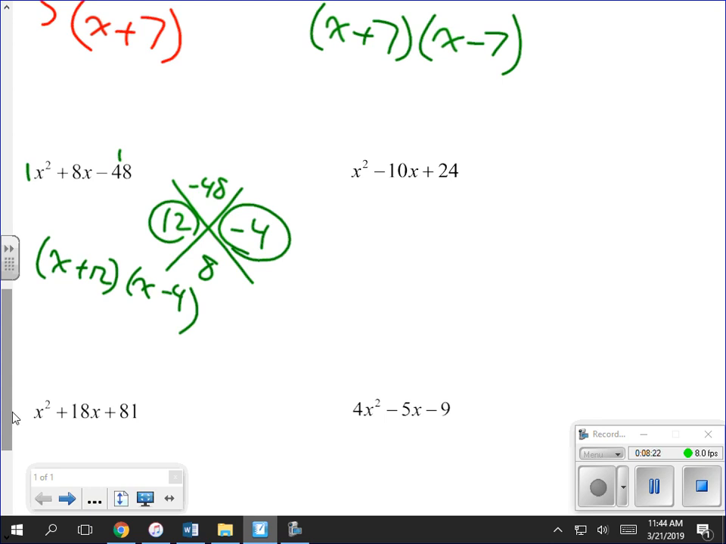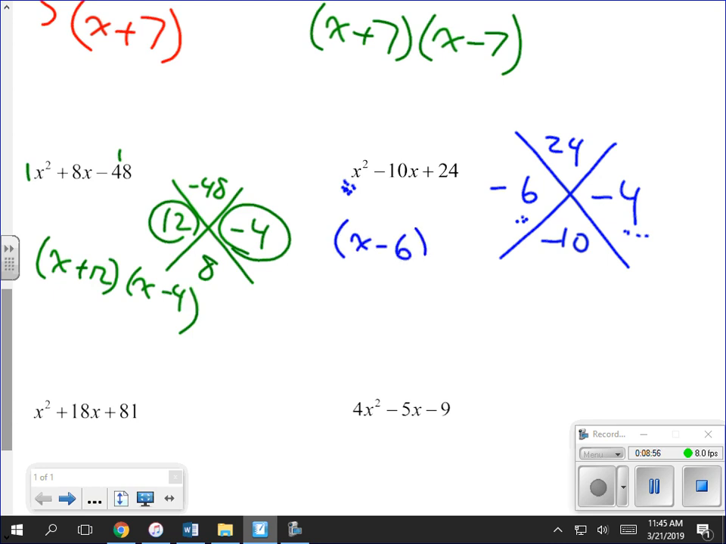This next one works the same way. I set up an X box. I have 24 on the top, negative 10 on the bottom. Two numbers that multiply to give me 24 that add to give me negative 10. Because this is negative and that's positive, they're both going to be negative. And that would be 6 and 4. 6 times 4 is 24. 6 plus 4 is 10. Once again, I don't have anything in front of the x, which means I don't divide either one of these. I just have x minus 6, x minus 4.